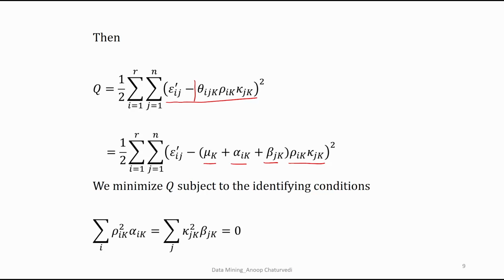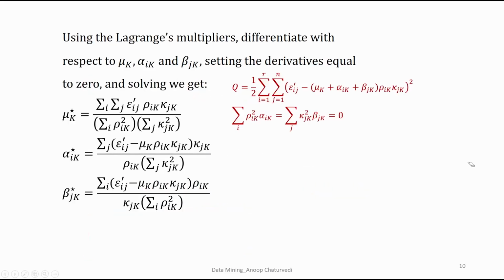Now, we have to minimize this q subject to the identifying conditions, say summation over i of rho ik square alpha ik equal to 0 and summation over j of kappa jk square beta jk equal to 0. Now, we use the method of Lagrange's multipliers. Actually, we have to minimize q subject to these restrictions. So, that is why we are using the method of Lagrange's multipliers. In q, we involve these constraints using the Lagrange's multipliers. And then we differentiate with respect to, say, mu k.